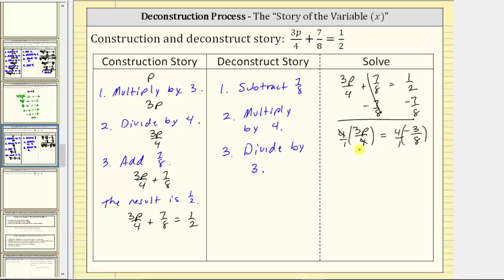Looking at the left side of the equation, simplifying before multiplying, 4 divided by 4 simplifies to 1. The left side simplifies to 3p. On the right side, notice 4 and 8 share a common factor of 4. There's 1 4 and 4 and 2 4s and 8. Now multiplying, we have negative 3/2. And the last step in the deconstruct story is to divide by 3. But for this equation, because we have a fraction on the right side of the equation, it might be helpful to recognize that dividing by 3 is the same as multiplying by 1/3. So let's go ahead and multiply both sides of the equation by 1/3, which is equivalent to dividing by 3.